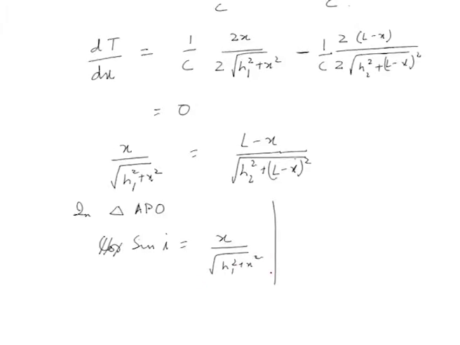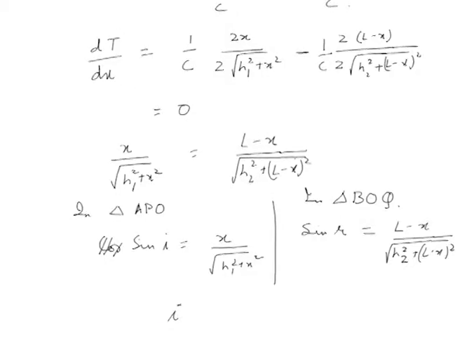Now, compare that with triangle BOQ. What is the sine of the angle R? Sine of the angle R is L minus x divided by the square root of h2 squared plus L minus x whole squared. So, this tells you immediately that light will travel that path in which, in the same medium, the sine of angle I is equal to the sine of angle R, or in other words, angle I equals angle R, which is actually the familiar law of reflection.